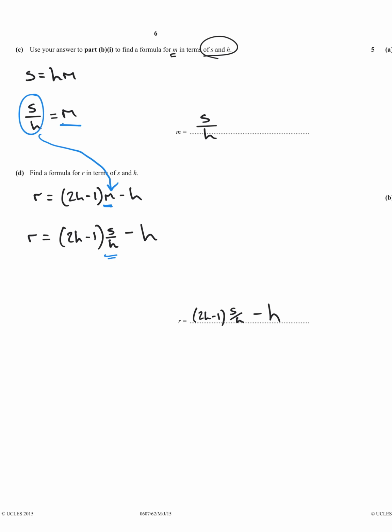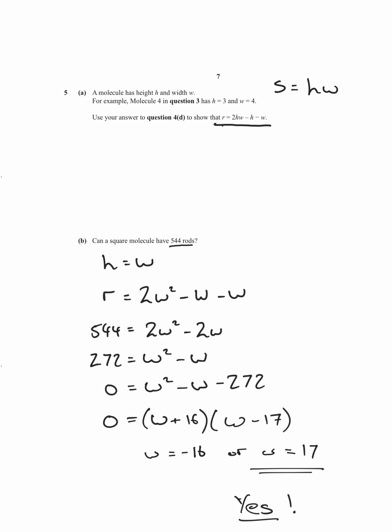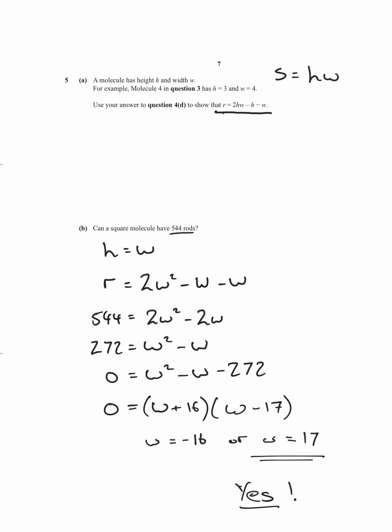What did I get? 2h minus 1 equals S over h. Okay, I'll just copy that here. So that was R is equal to 2h minus 1 lots of S over h, take away an h. But we identified that there's no S's in the formula that we're aiming for. And I need to probably emphasize this point. As soon as you get a show that question, it means you can't use this information. You've basically got to arrive at it somehow.